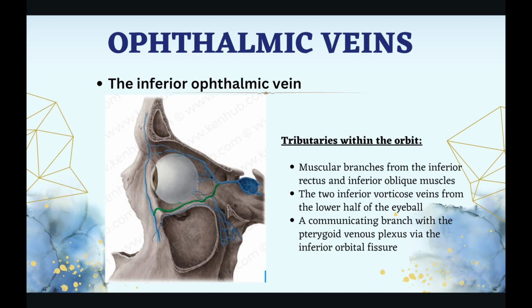The inferior ophthalmic vein receives the following tributaries within the orbit: muscular branches from the inferior rectus and inferior oblique muscles, the two inferior vorticose veins from the lower half of the eyeball, and a communicating branch with the pterygoid venous plexus via the inferior orbital fissure.